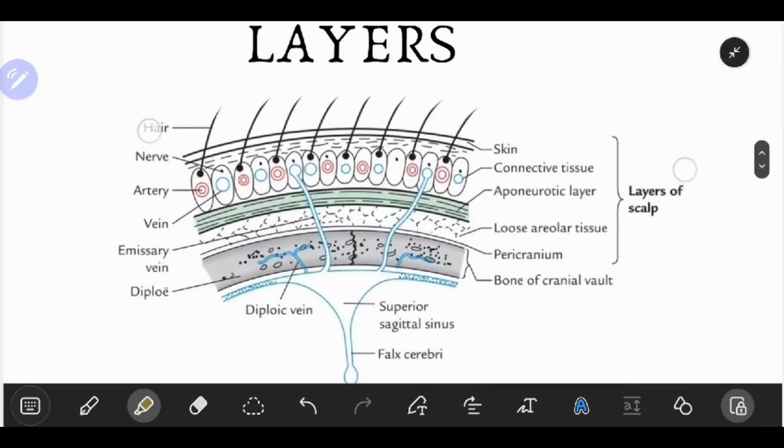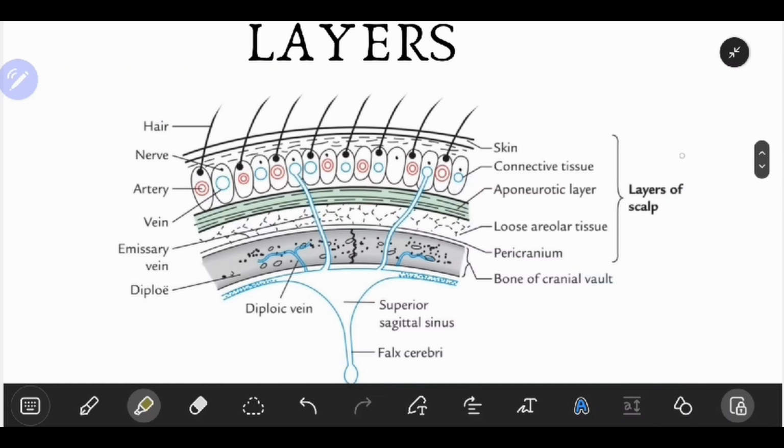Then we come to the layers of the scalp. Mnemonic is the word itself, that is SCALP: Skin, connective tissue, aponeurotic layer, loose areolar tissue, pericranial. Now, you have to note down 3 MCQs.